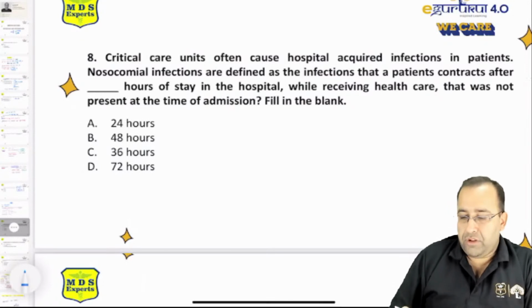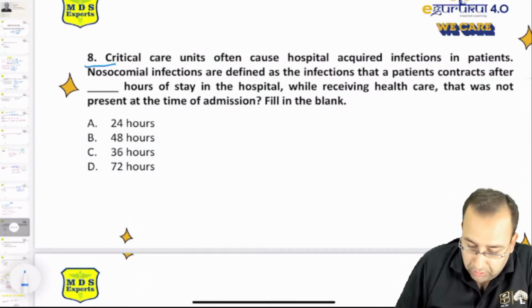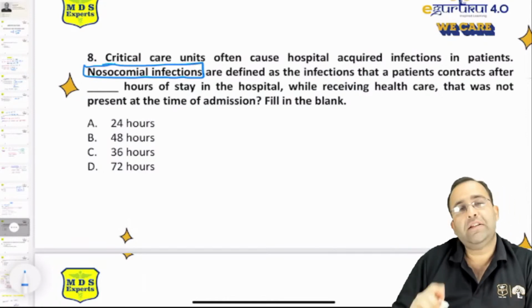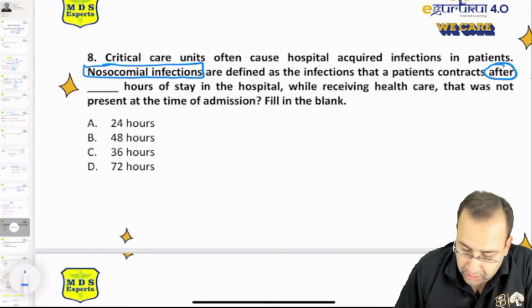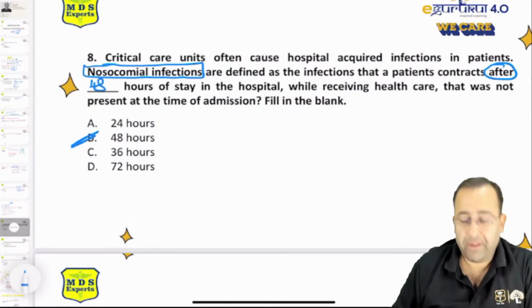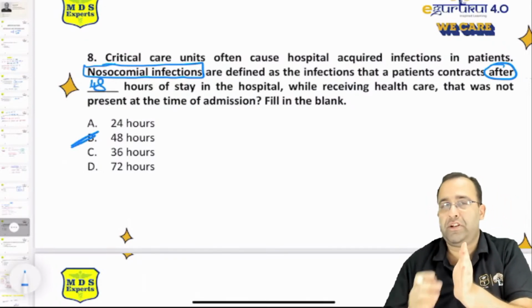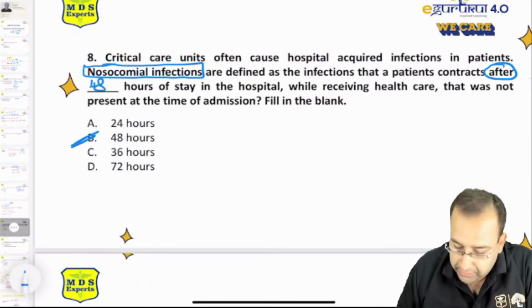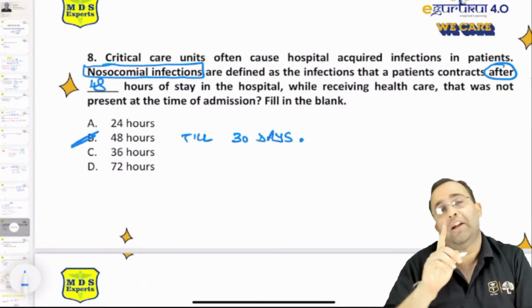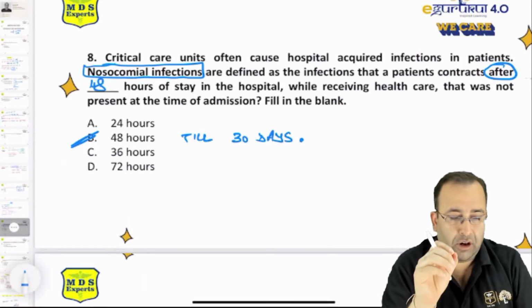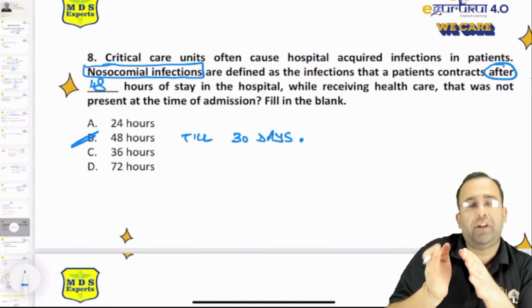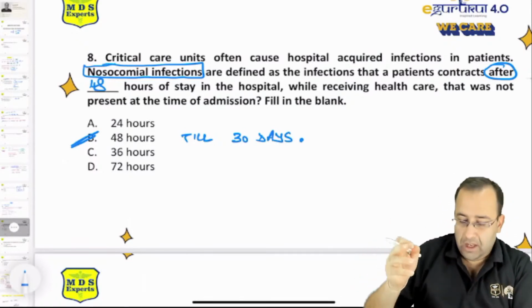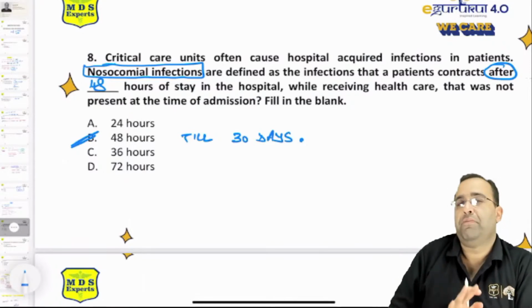Critical care units often cause hospital-acquired infections in patients. Now, nosocomial infections are defined as infections that a patient contracts after 48 hours of stay in the hospital. A patient developing an infection after 48 hours of stay, till 30 days, while receiving healthcare, that was not present at the time of admission, is called a nosocomial infection. This is the definition of nosocomial infection.